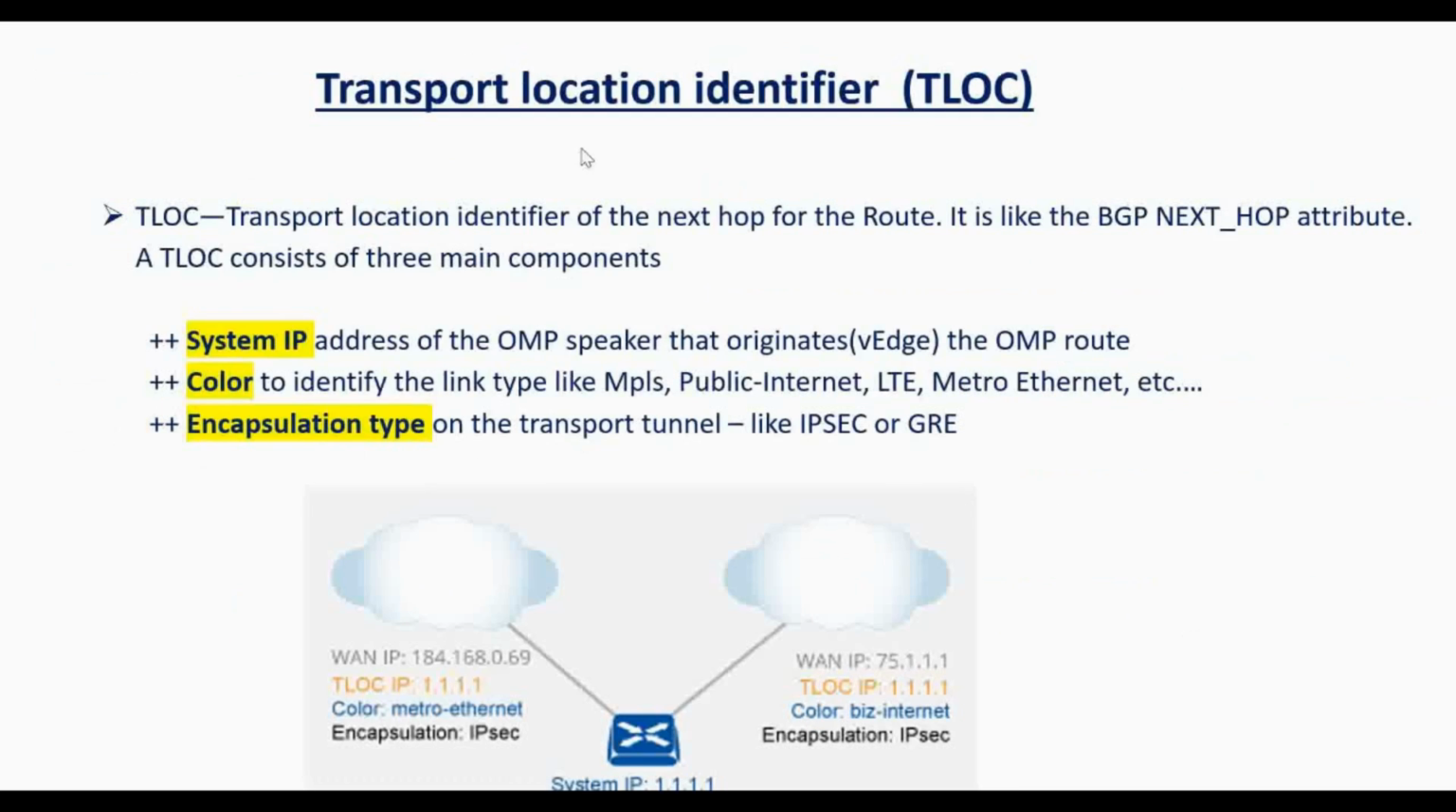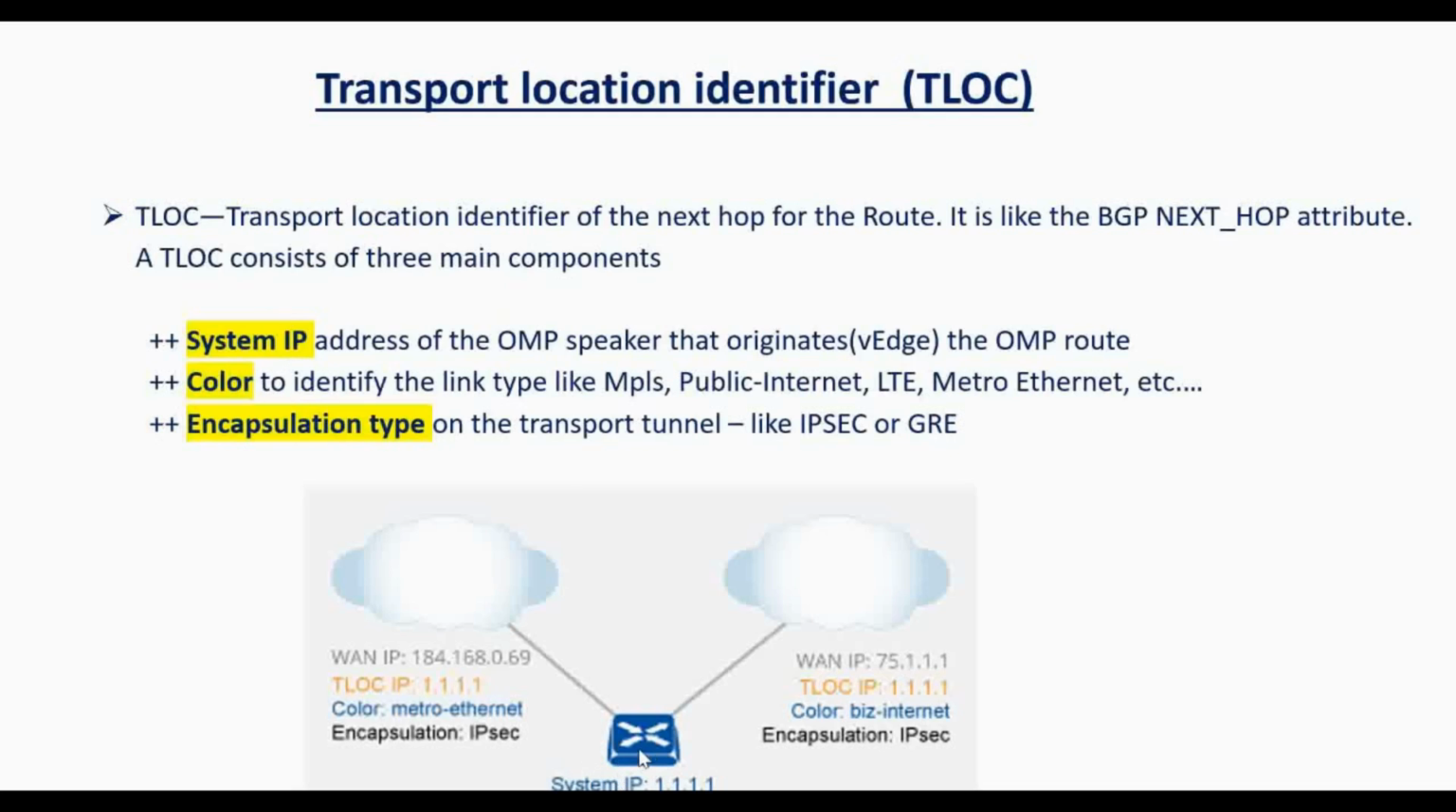Now let's talk about the TLOC. TLOC is nothing but your transport location identifier. So TLOC, transport location identifier of the next hop of the route. It's like the BGP next hop attribute. So TLOC basically consists of three main components. That is your system IP, color, and encapsulation type. That is how it is uniquely identified in your overlay topology.